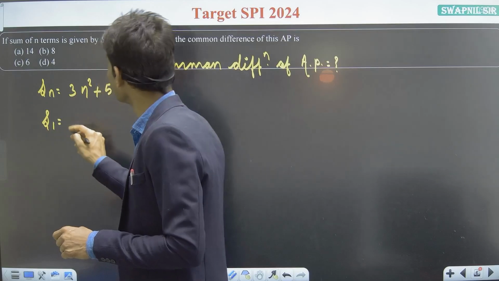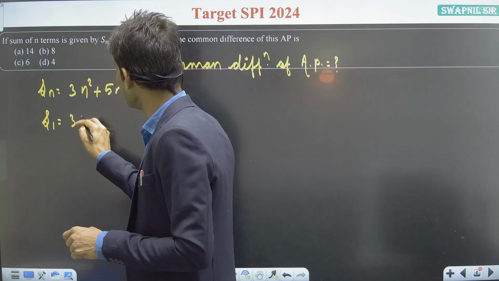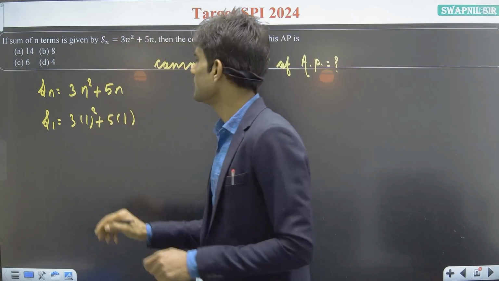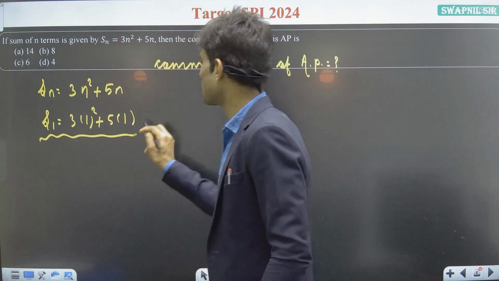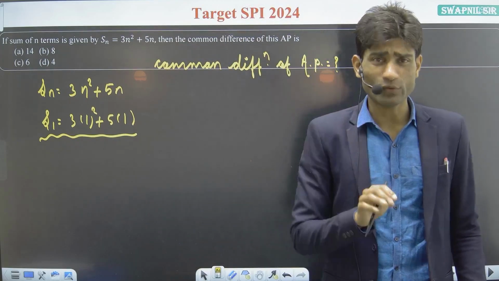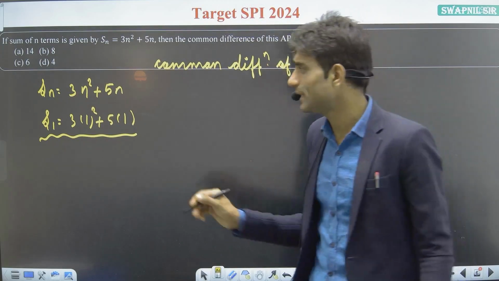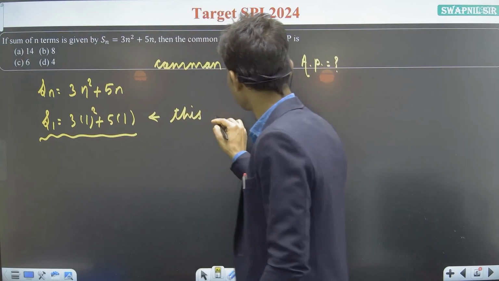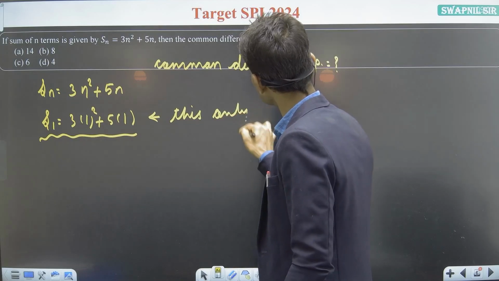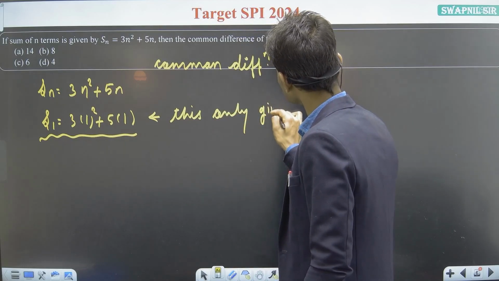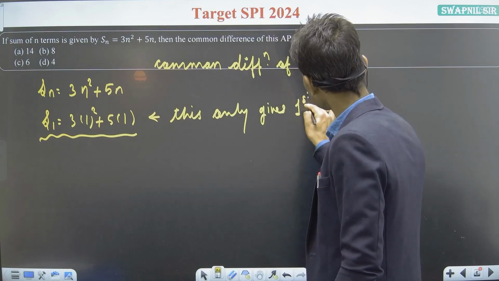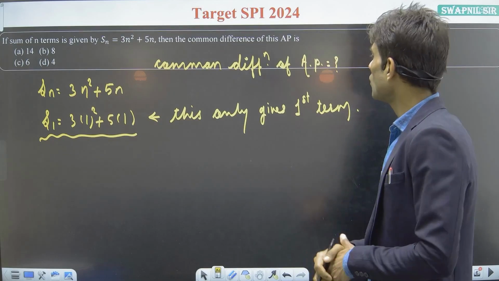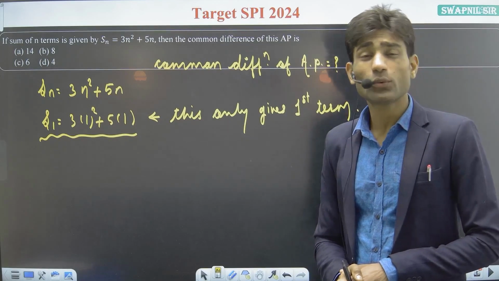So S1 can be written as 3 into 1 square plus 5 times 1. This is the sum of the first term, S1. S1 means the sum of only the first term, that means it represents only the first term.